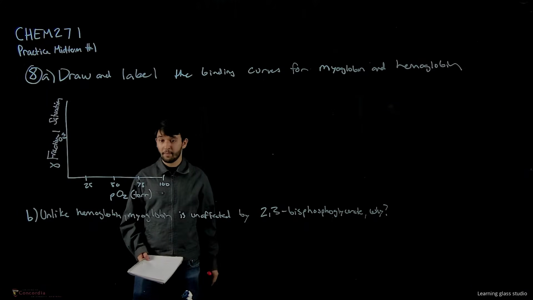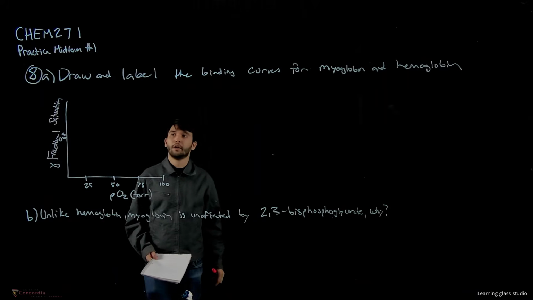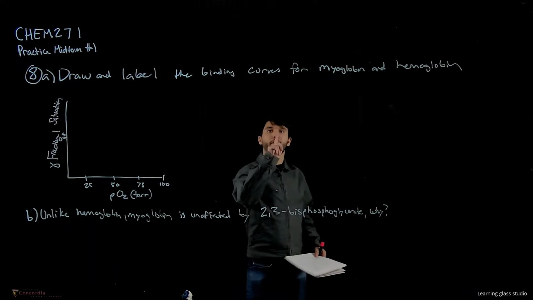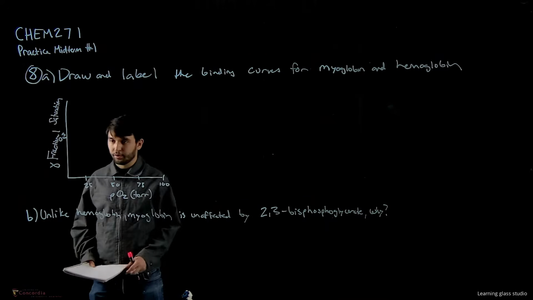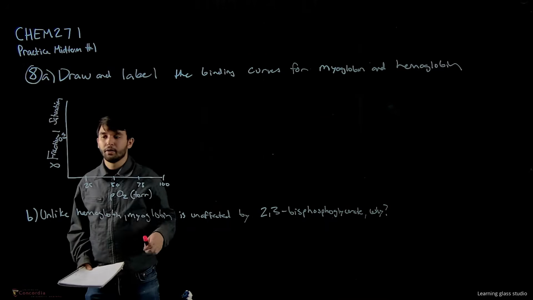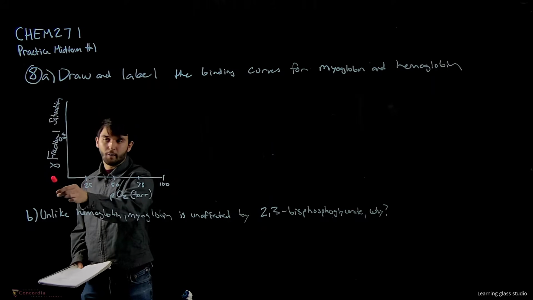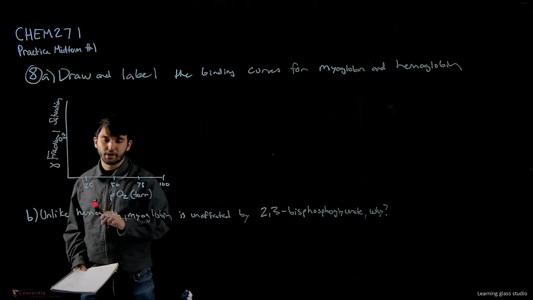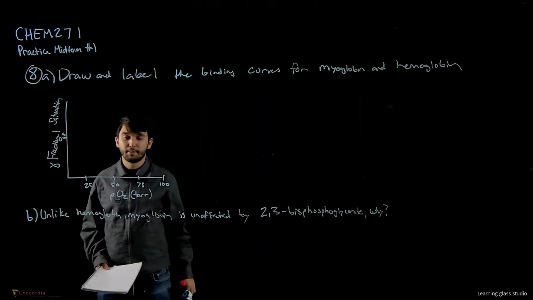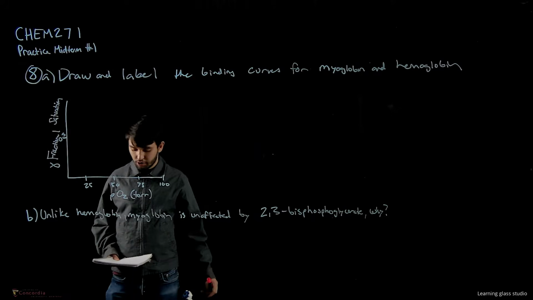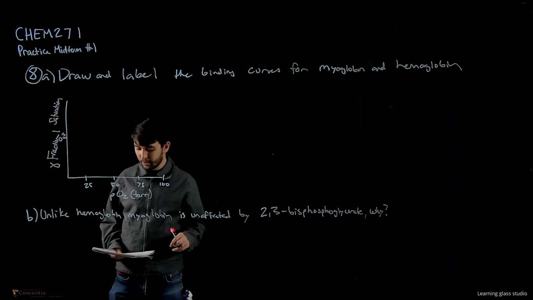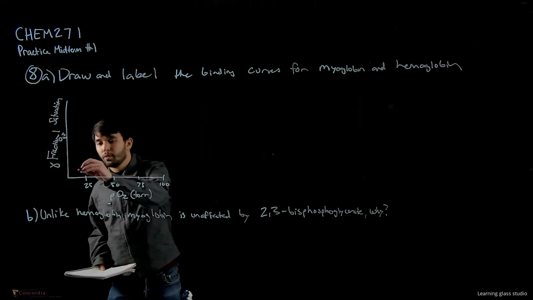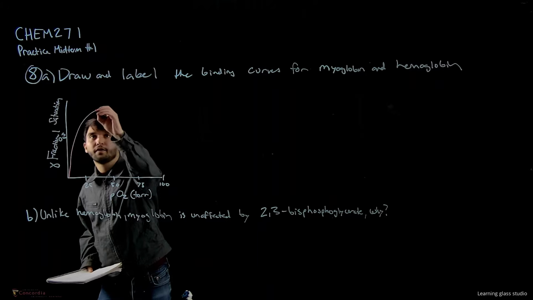This one is about hemoglobin and myoglobin. So the first part is to draw and label the binding curves for both myoglobin and hemoglobin. So looking at the graph we are given, we have gamma on the y-axis, which is our fractional saturation. On the x-axis, we have PO2. This is pressure in torr, the partial pressure of oxygen specifically. So we are going to draw the two curves.